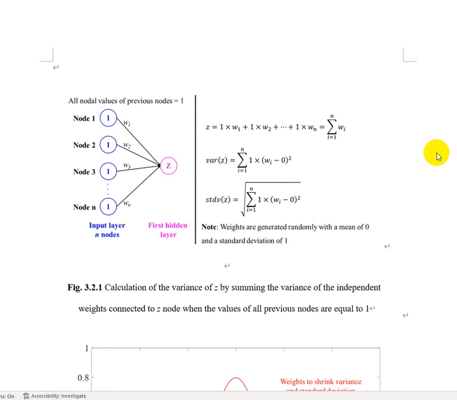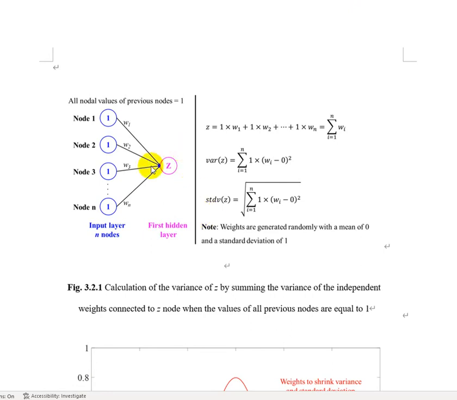Again, the weights should be initialized to enhance training accuracies. Initialization can have a significant impact on achieving a good training of deep neural networks. The nodal values of the previous node are assumed to be equal to 1, whereas weights on different neural links are assumed to be from W1 to Wn. Let's also assume weights are randomly generated, having a normal distribution with a zero mean and standard deviation of 1.